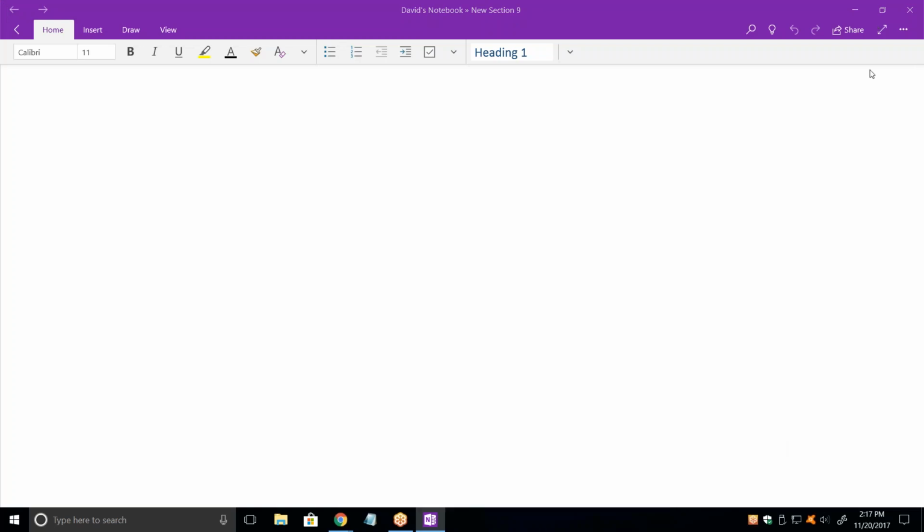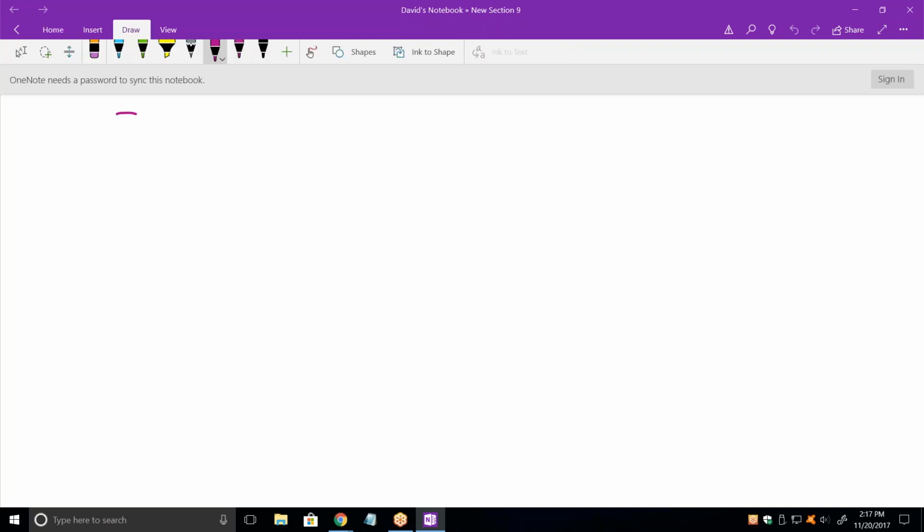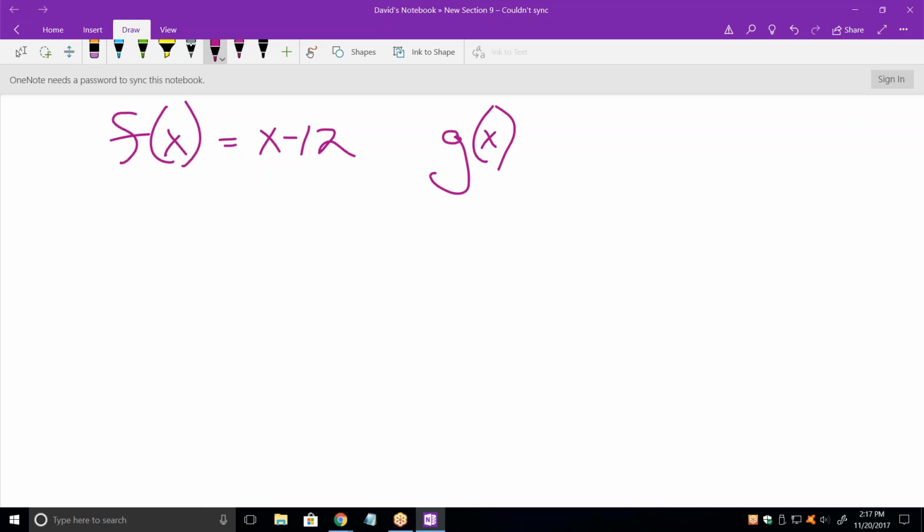So the first one we have f of x equals x minus 12, and the next equation is g of x equals the absolute value of x. And we have to find the domain of f, g, f plus g, f minus g.